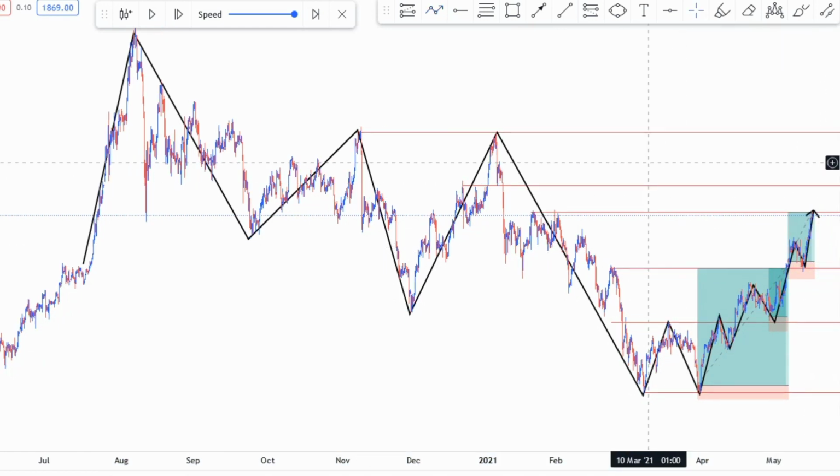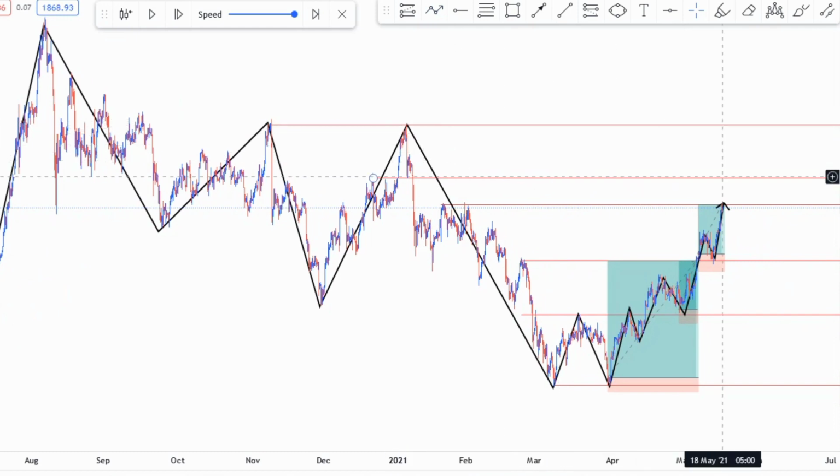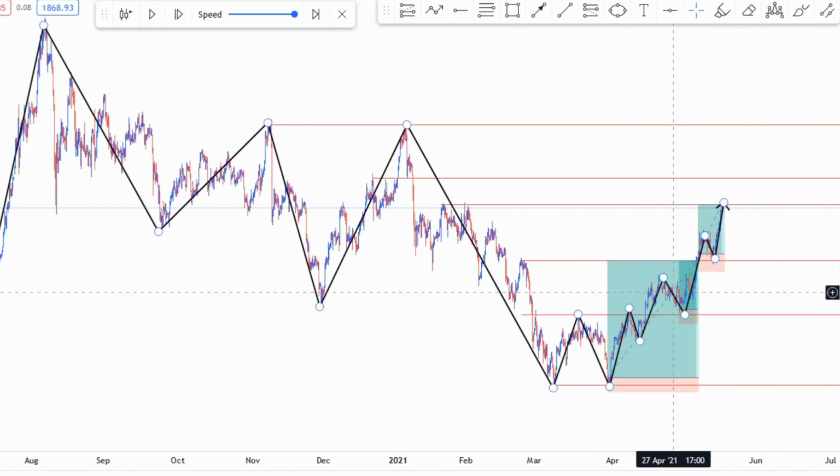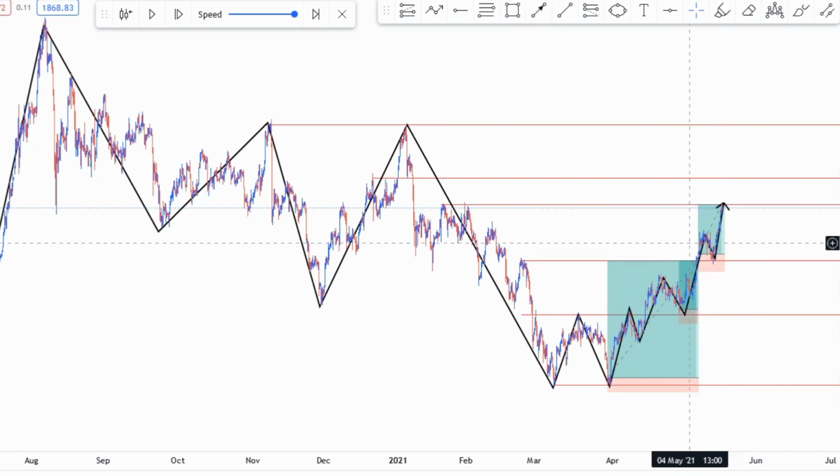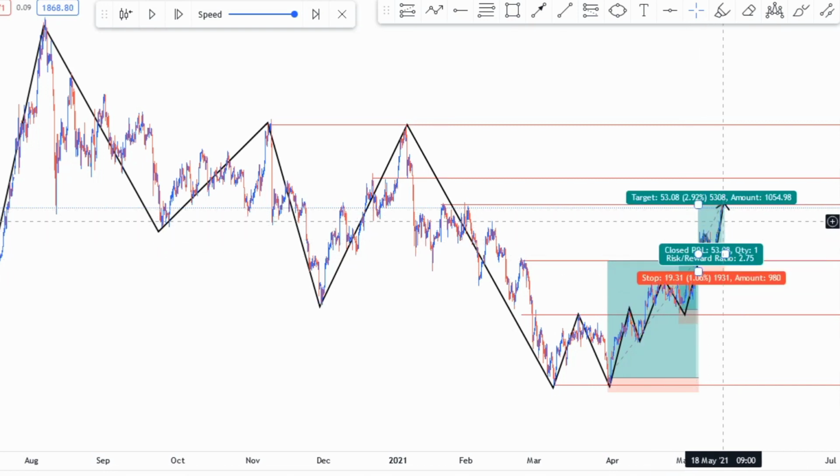So this is the downtrend, and when price gets towards this level here around this area, then I'll be looking for possibly a reversal to the downside. But for now, since price has been forming these higher highs and higher lows, I am only looking for buy signals.